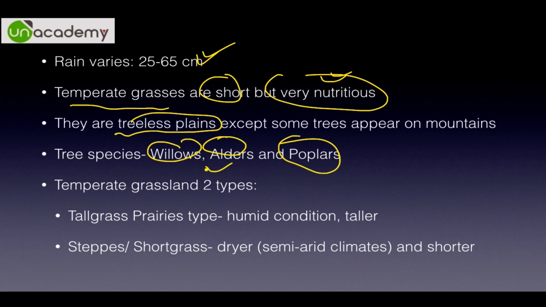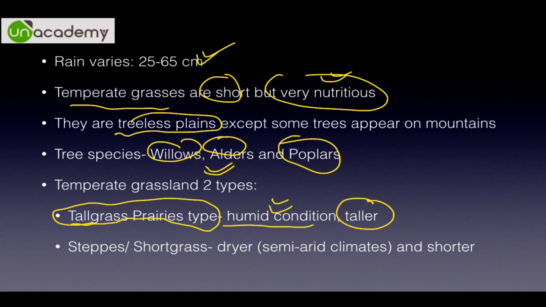Now there are two types of temperate grasslands. One is the tall grass prairie type, which is found in humid conditions where there is a lot of rainfall, and they are usually taller. Then we have the steppe type or short grass type, which is drier with semi-arid climates, and they are also shorter.